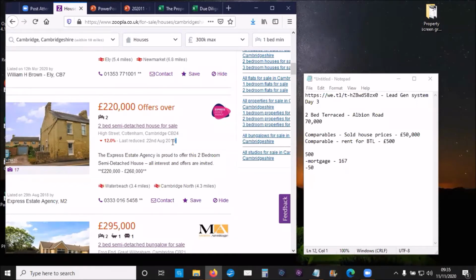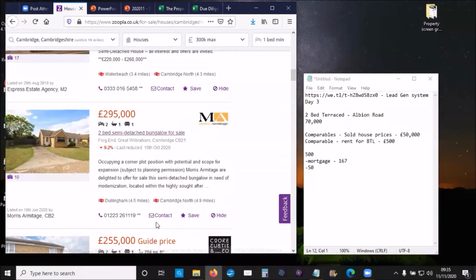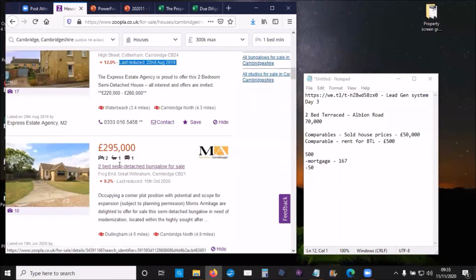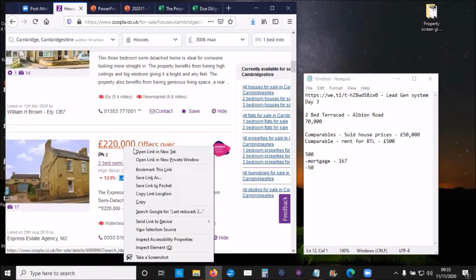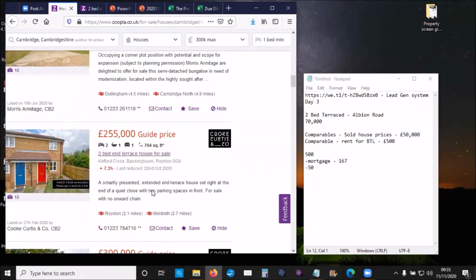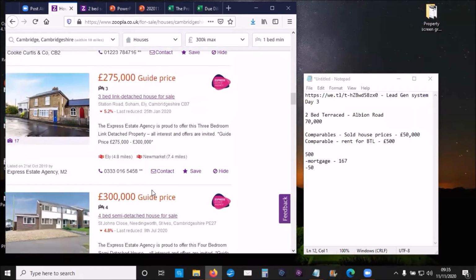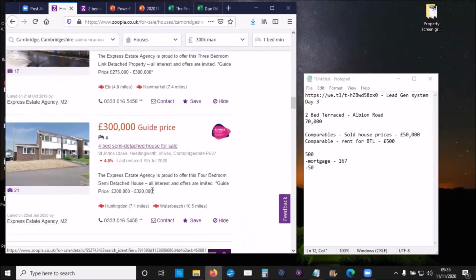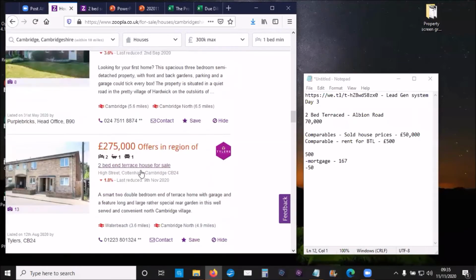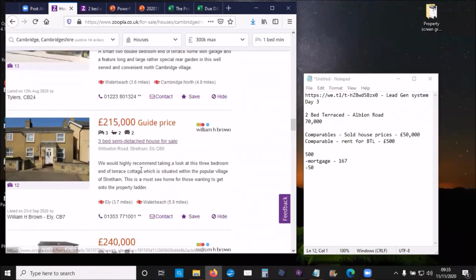This was last reduced in 2019. That's an interesting property. Okay. Last reduced, so it's been reduced. Guide price reduced. I'm gonna look at this property. It looks the most interesting to me. Okay. Let's look at something else. Reduced again. Guide price offers over. Okay.